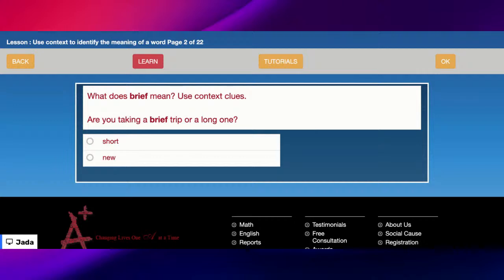Okay. What is our answer here? Are you taking a brief or a long trip? What is the best answer here? Are you taking a brief or a long one? So let's see.